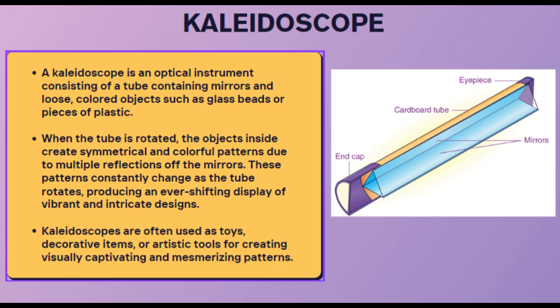Kaleidoscope. A kaleidoscope is an optical instrument consisting of a tube containing mirrors, colored glass, or other reflective materials arranged in a symmetrical pattern. When viewed through the viewing hole at one end, the colorful objects inside are reflected and refracted by the mirrors, creating intricate and symmetrical patterns that change as the kaleidoscope is rotated or shaken. The principle behind a kaleidoscope is the reflection and refraction of light.